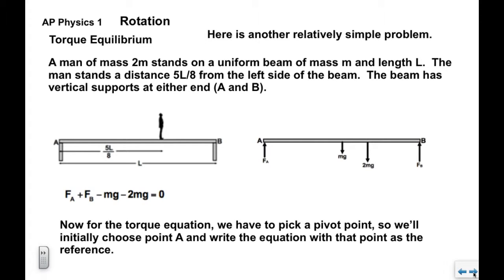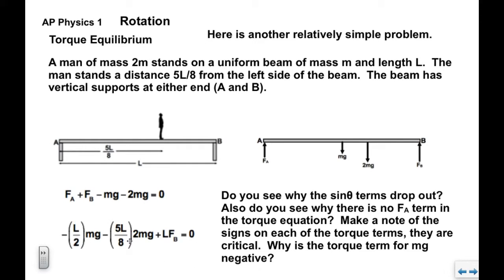Pick a pivot point. We'll choose point A and write the equation with that point as the reference or the pivot. Now when we look at it, there are three other forces here. You'll notice that the Fa does not appear in the torque equation because, again, it's at the pivot point, so its R would be 0. All of these are vertical forces. The beam is horizontal, so the sine 90 terms all drop out.